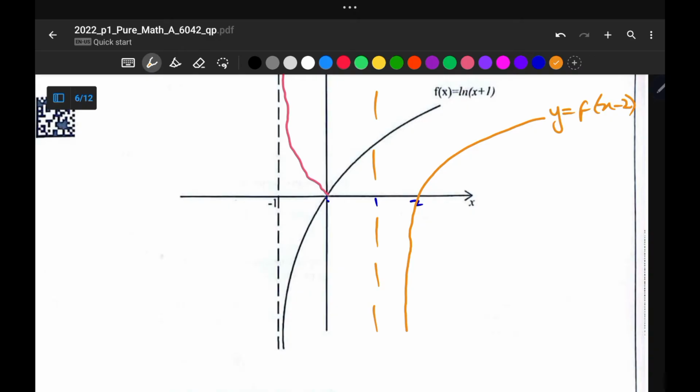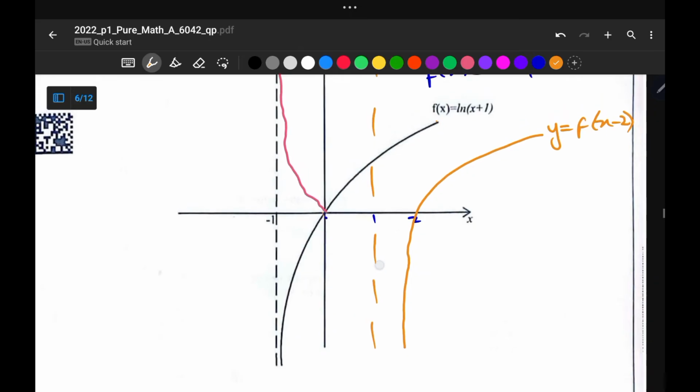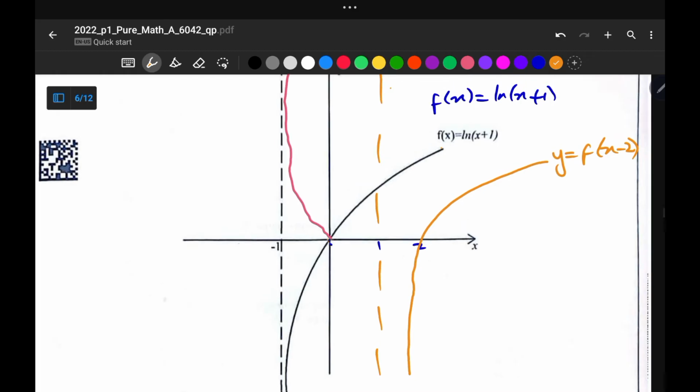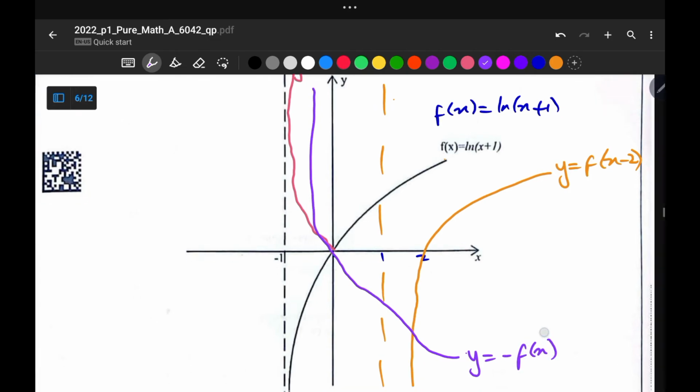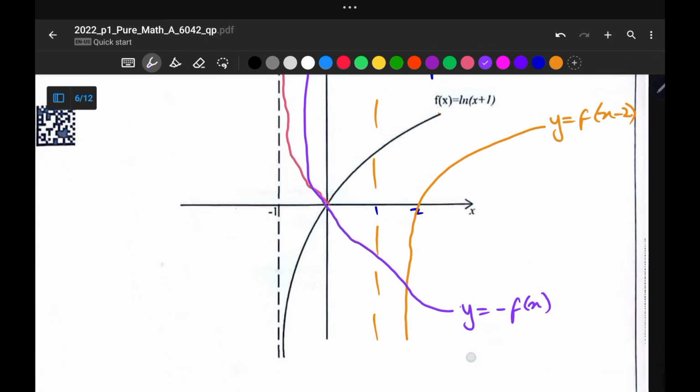So the part of the graph that is above the x-axis will be below the x-axis, and the part of the graph that is below the x-axis will be above the x-axis. So our graph will be like this, passing through the origin like this. So this one is for y being equal to negative of f of x, showing the reflection in the x-axis.